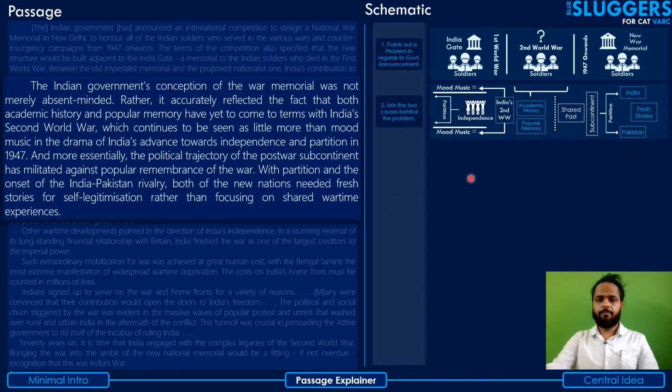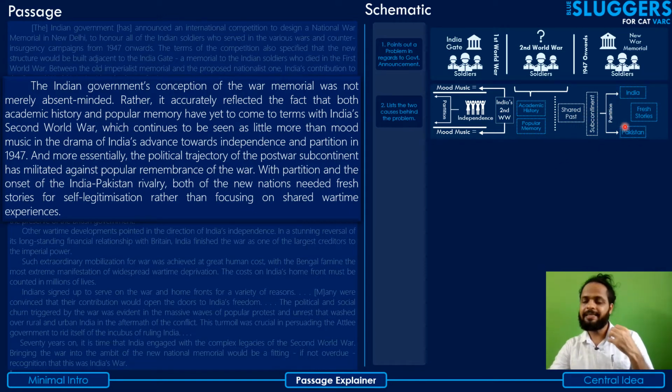Okay, so by the second part of the paragraph, the author tries to say that one factor is this. He first described the first factor that has caused this problem of how India's efforts in the Second World War are conceived, and then he lists out the second cause for this problem. And the second cause is the political trajectory of the post-war subcontinent: what happened with the subcontinent after the war, wherein it got partitioned into two countries, India and Pakistan.